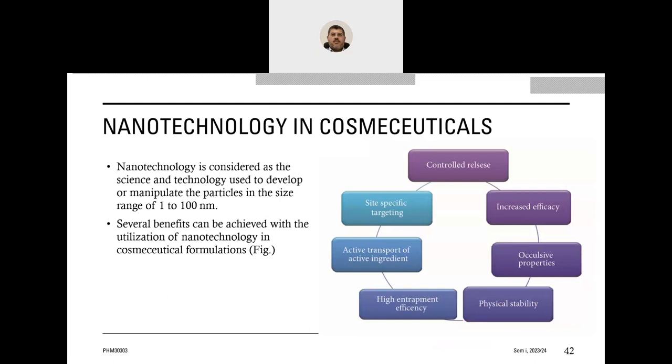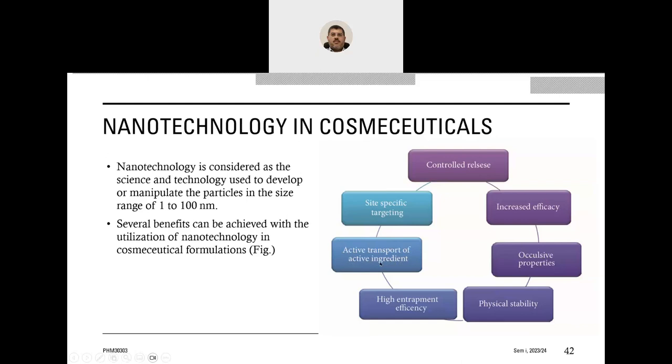Examples: nanovesicles may control the release of the active ingredient, so it will be effective for a longer duration. It can be used to target specific sites. It may have affinity to certain tissues, certain types of cells, so they exert the effect on them. It may lead to increased efficacy. It may have occlusive properties, so it protects the active ingredient from degradation in the surrounding vehicle. It may cause some active transport of active ingredients. These nanoparticles may be taken by endocytosis into the cells and tissues to produce an effect.